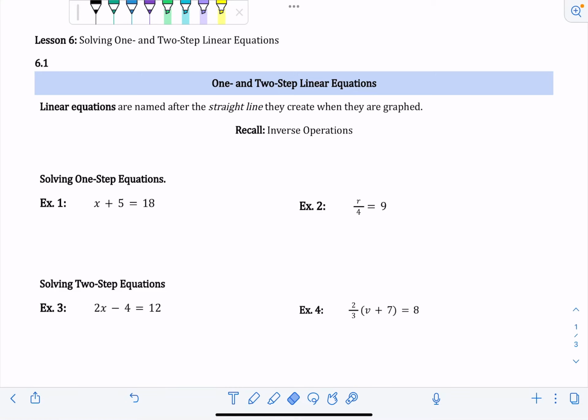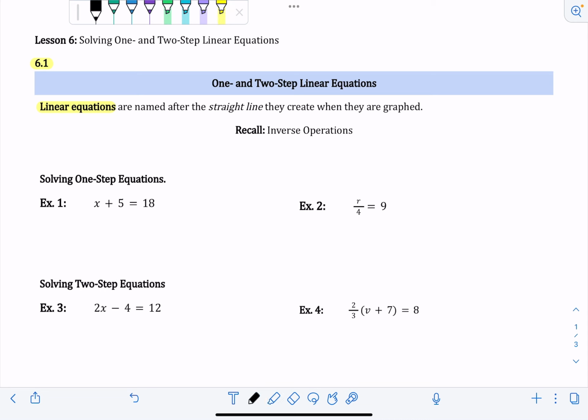Lesson 6 is solving one and two-step linear equations, and by the end of lesson 6, we'll even get into a few multi-step equations. So starting with 6.1, which is one and two-step equations, up at the top it says linear equations are named after the straight line they create when they're graphed.